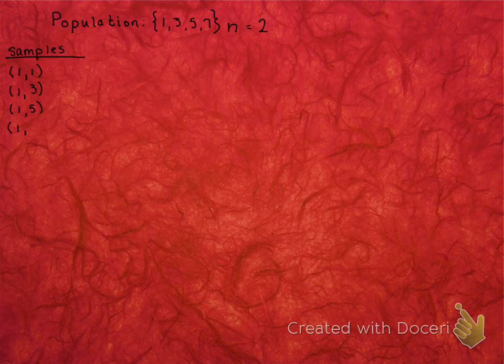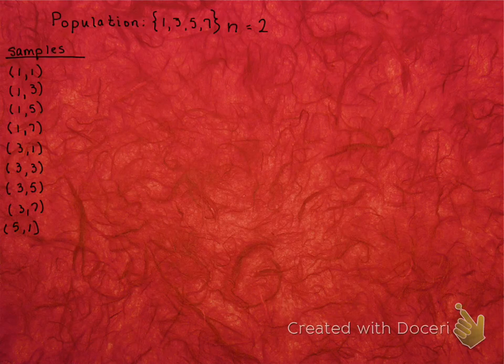Now, from our previous sections in probability, if we've got 4 numbers, 1, 3, 5, and 7, and we are picking with replacement 2 of them, we know that for each 2, we have 4 choices. So 4 times 4 means that we better come up with 16 different samples here.